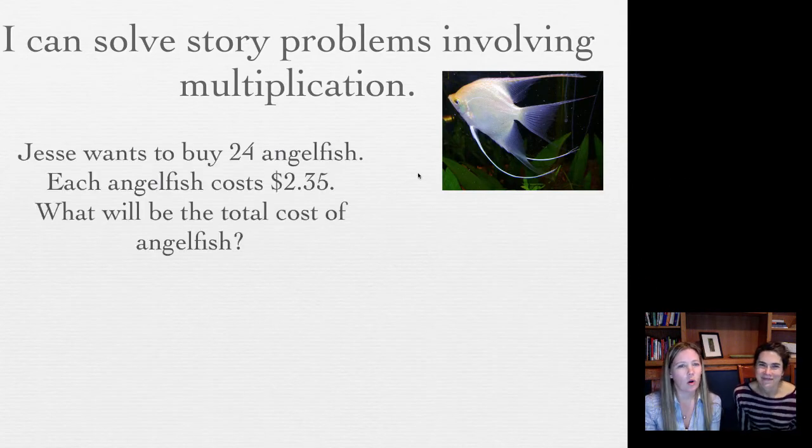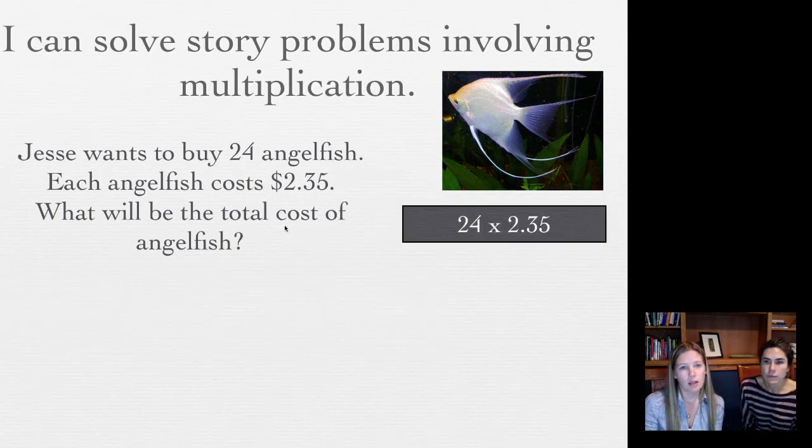Okay, so he's still at the fish store, and he wants to buy 24 angelfish, and each angelfish costs $2.35. So what would the total cost be for the angelfish? So this is the time where you get to pause it and try it. So try and write it all out, solve it, and then come back and we'll give you the answer.